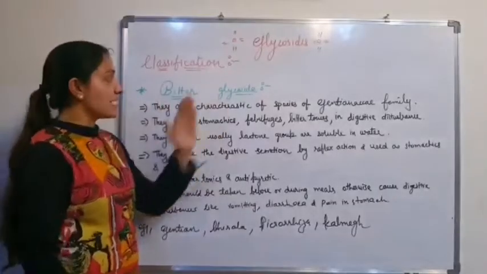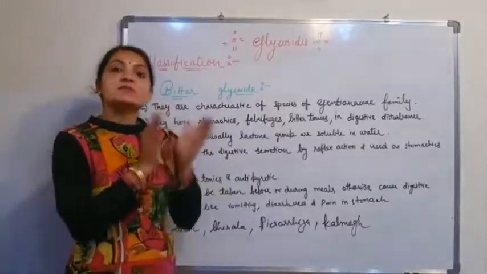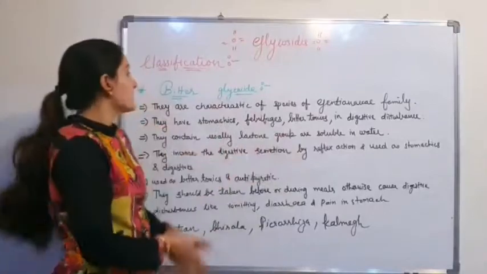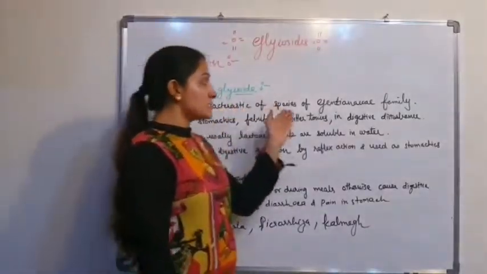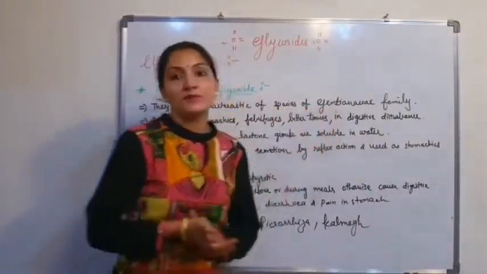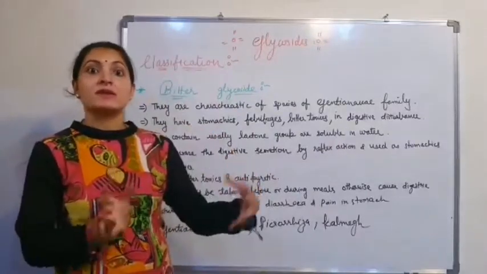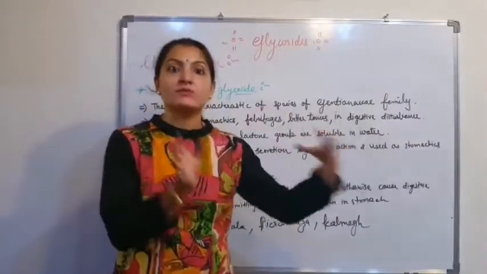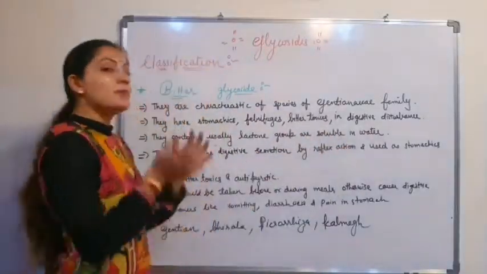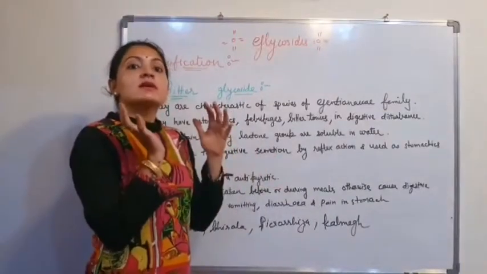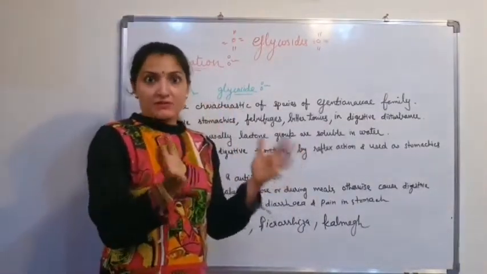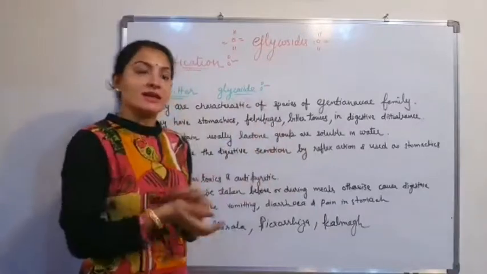Now, bitter glycosides. As the name suggests, they are bitter in taste. They are characteristic of the species of the Gentianaceae family. Most of the Gentianaceae family contain bitter glycosides, which are bitter in taste, but other families also contain bitter glycosides.